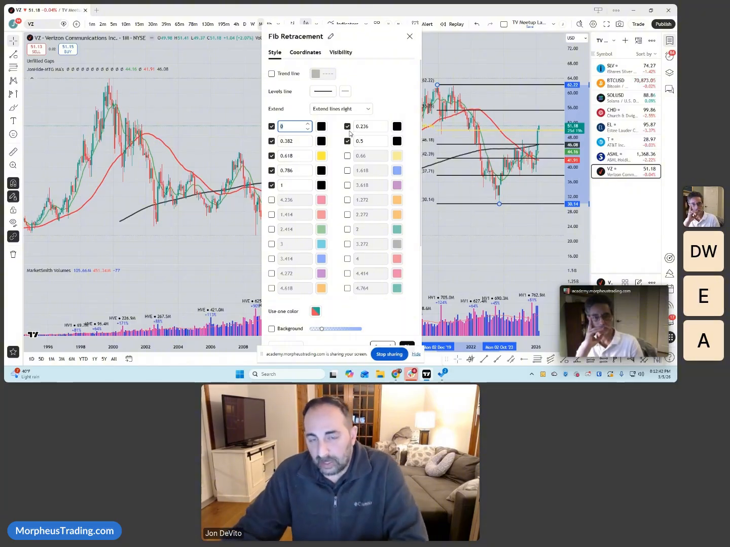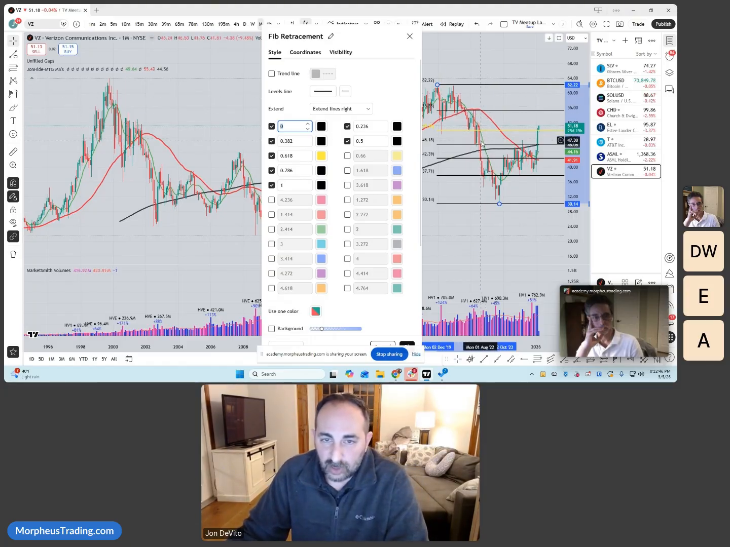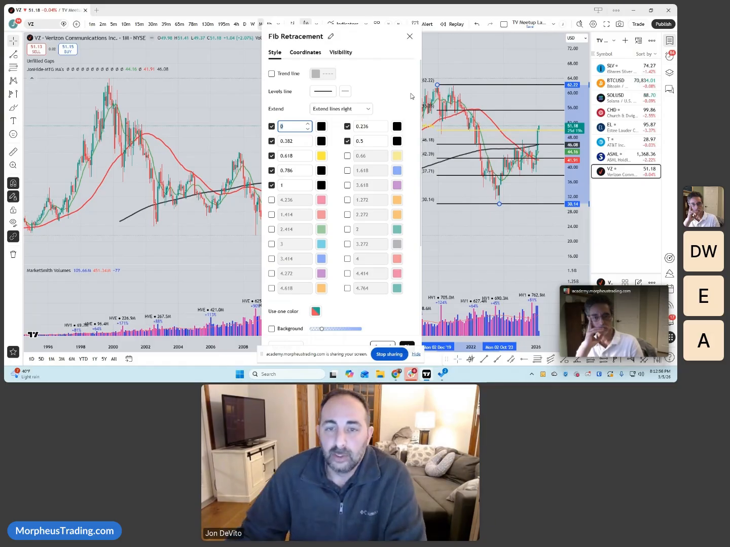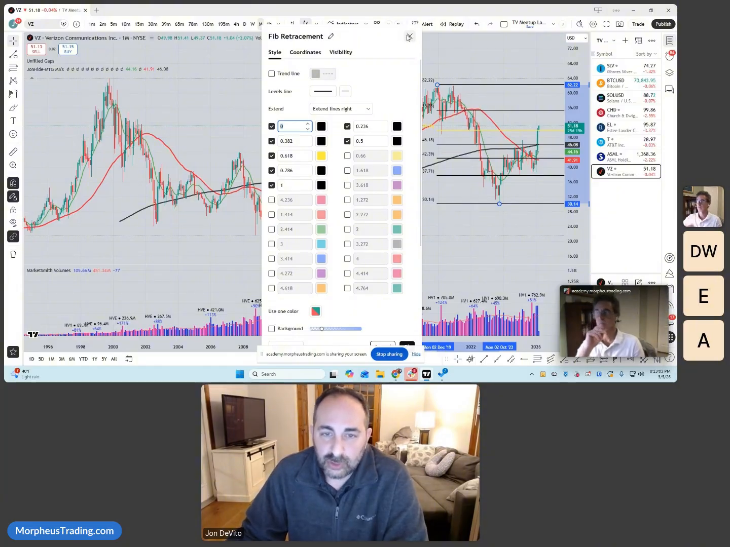Me personally, I change my colors so that all of the fib levels are black except for the 618, which is yellow, and that's my golden number. The golden ratio from Fibonacci is the 618, so I made it gold. For the most part, the ones that are most tradable are your 382, 50%, and 618. Those are the three.